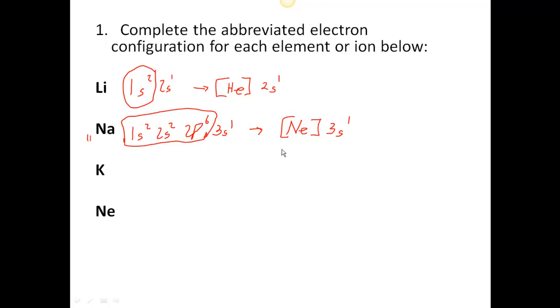Okay, so look at potassium. You should be able to realize the last noble gas prior to potassium was argon. And what's left after that? Well, all you have is 4s1.